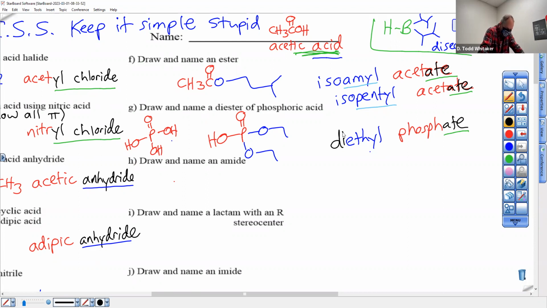Okay. What the heck is an amide? We just did one? We just did a secondary amide. You're right. I forgot about that. Here's my CH3 carbonyl. Here's a nitrogen. There you go. I like ethyl today. I don't know why.